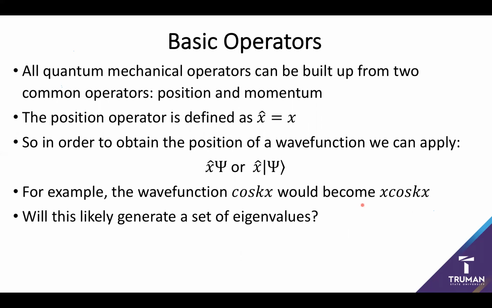Is this going to generate any set of eigenvalues? And here's where we run into the issue. In order for it to be an eigenvalue, when I multiply my wave function by my operator, I should get my wave function back and a value. Instead, I have a variable. This means, in general, the position operator doesn't actually end up producing any eigenvalues. So a lot of our useful eigenfunction eigenvalues break down for the position operator.